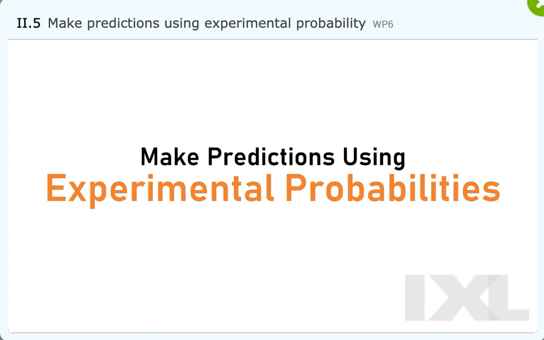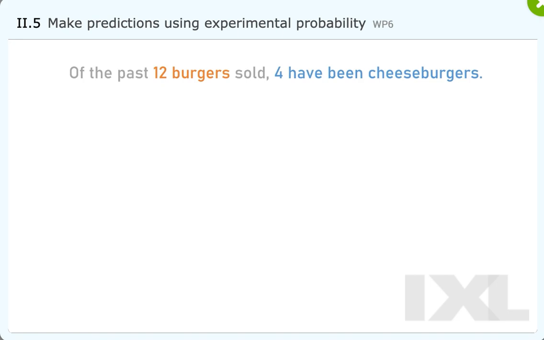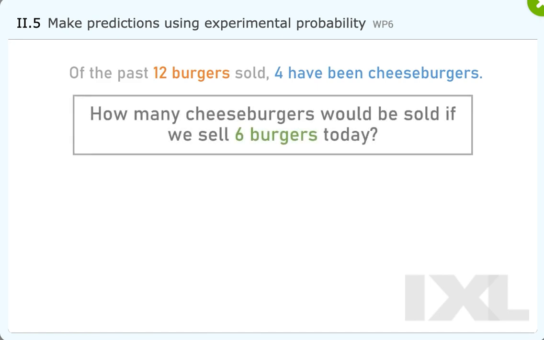Let's start things off by looking at an example. Let's say that you run a diner that sells cheeseburgers and hamburgers. Of the 12 burgers sold yesterday, 4 were cheeseburgers. Using this information, let's predict how many cheeseburgers we would sell if we sell 6 total burgers today.